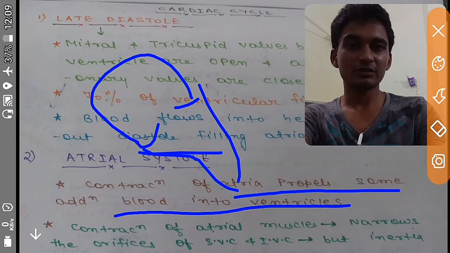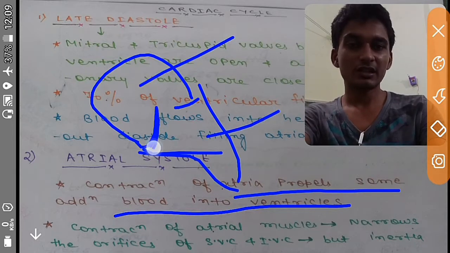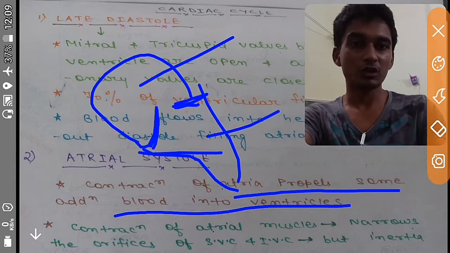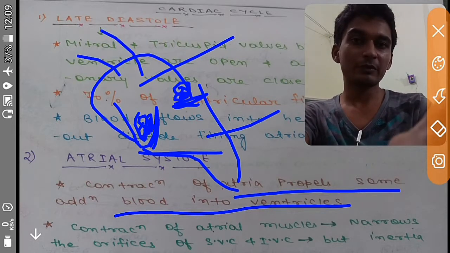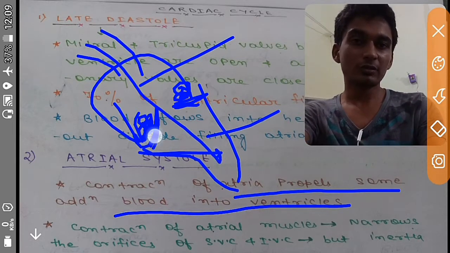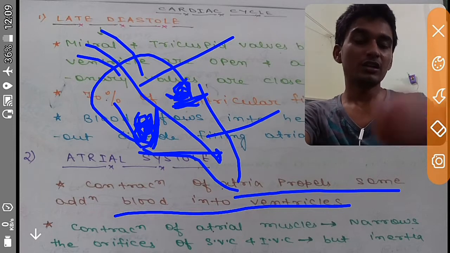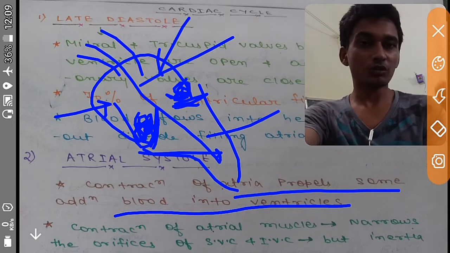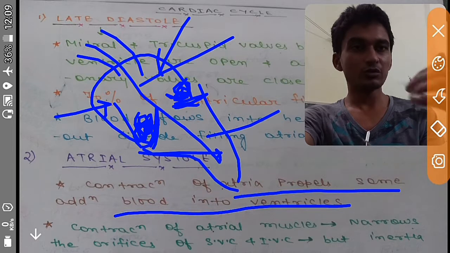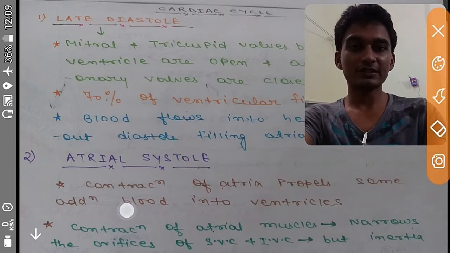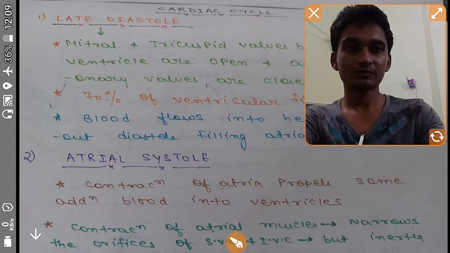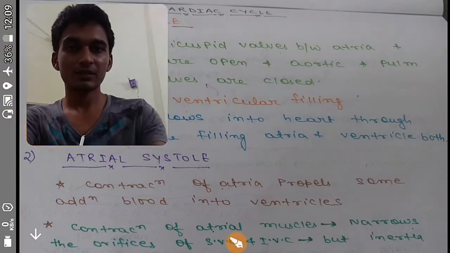Suppose this is the ventricle, this is the atria, and this is the atrioventricular valve, the mitral valve or tricuspid valve. So some blood is deposited here at this corner. The maximum blood which is coming from the inferior vena cava goes directly into the ventricle, but the blood which is deposited here will go when the atria undergo contraction, when the atria do systole. Clear? So contraction of the atria propels some additional blood into the ventricle.